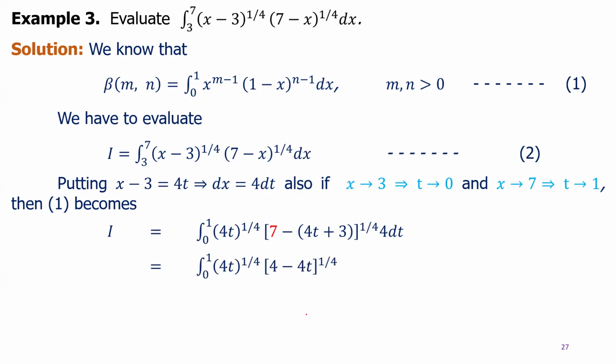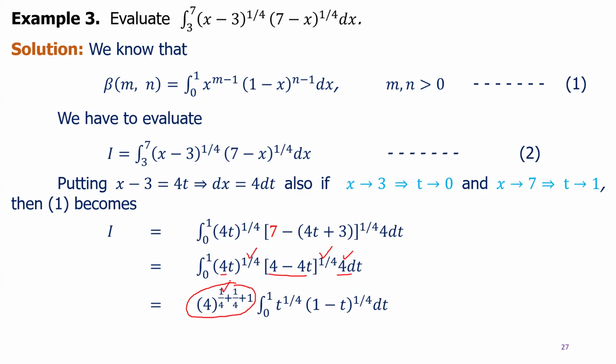Let us simplify this part. (4t) whole to the power 1 by 4. 7 minus 3 is 4. (4 minus 4t) whole to the power 1 by 4 and 4 dt, which is equal to, here 4 to the power 1 by 4, this 4 to the power 1 by 4 and 4 to the power 1. That's why we have taken this 4 to the power 1 by 4 plus 1 by 4 plus 1 outside the integration. What is remaining inside the integration? t to the power 1 by 4 and (1 minus t) to the power 1 by 4.